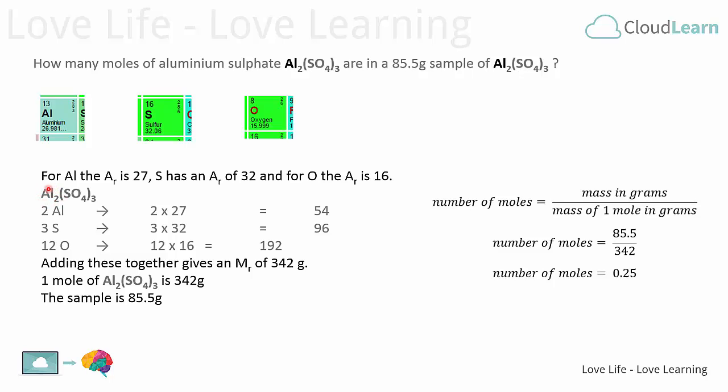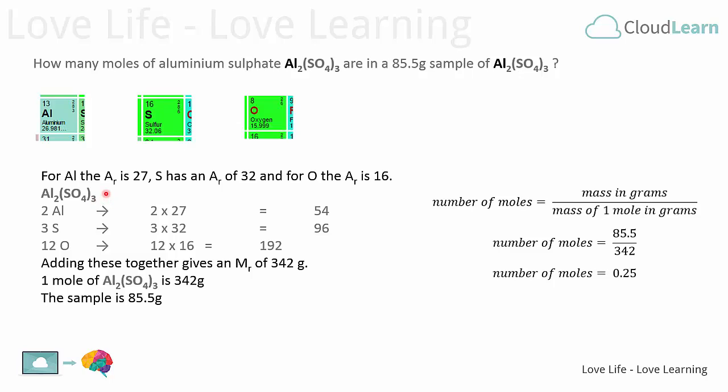and you can see that there are two aluminium atoms in the compound. So two aluminium atoms will have a mass of 2 times 27 equal to 54. There are 3 sulfurs, so the sulfur and the oxygen are inside this bracket, which has a 3 at the end of it, which tells us that there are 3 sulfates that make up this particular compound. So 3 sulfates, each sulfate has got 1 sulfur in it. So we've got 3 sulfurs, which is 3 times 32, giving us a mass of 96.